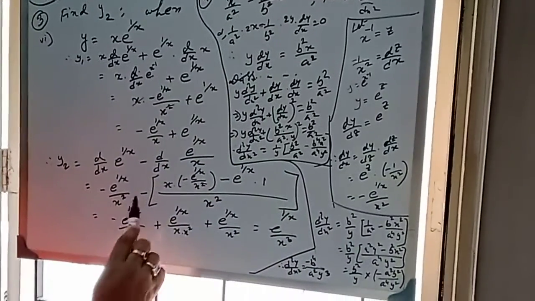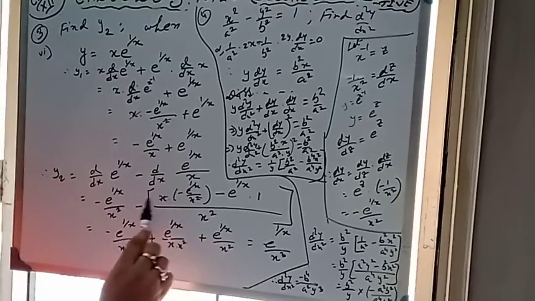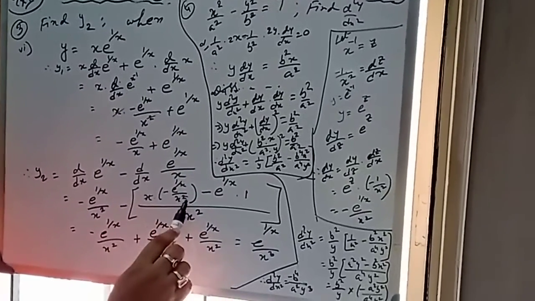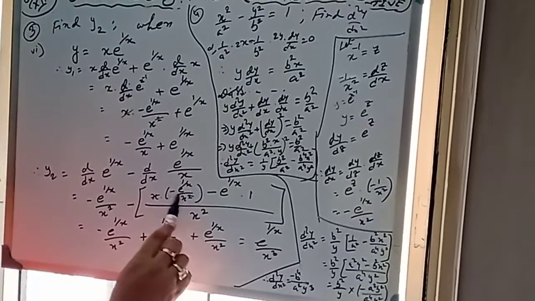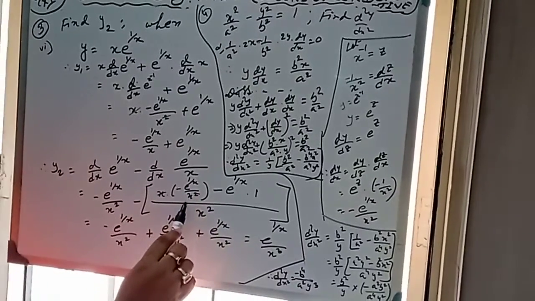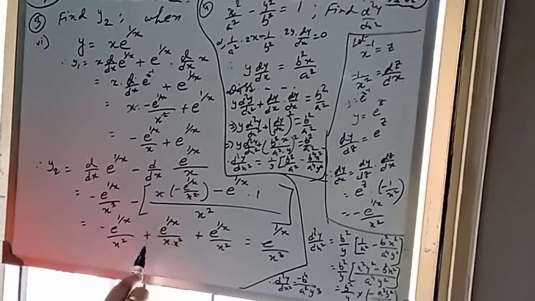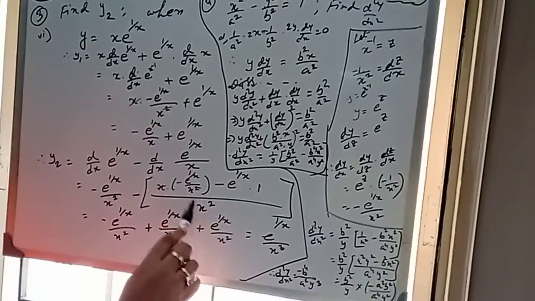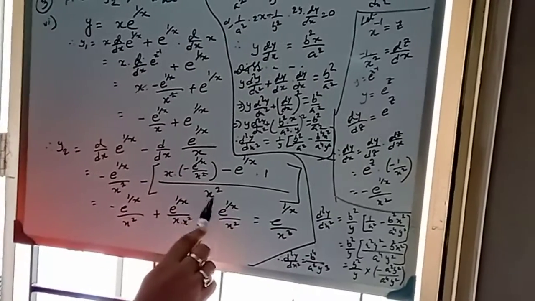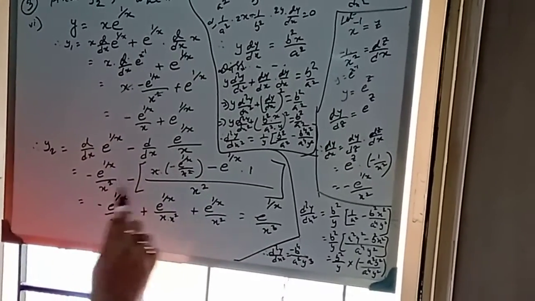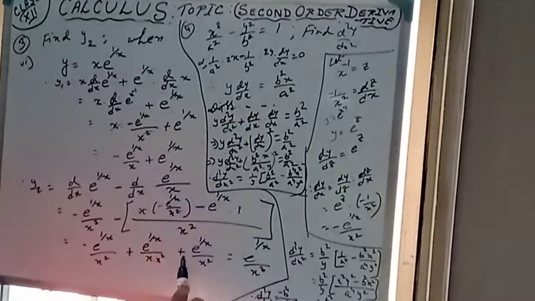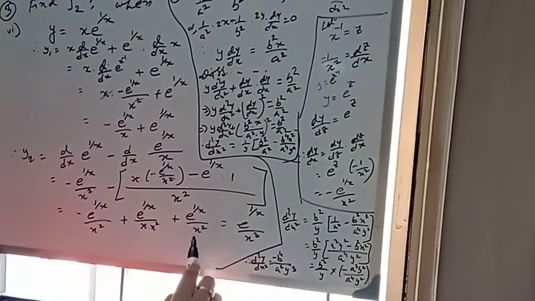So minus e to the power 1 by x square, minus into minus plus, and this denominator x is to be cancelled. So it is coming minus e to the power 1 by x, and this minus will be plus e to the power 1 by x, and the denominator part is itself x square. So x into x square. This again minus into minus is coming plus. So e to the power 1 by x square.